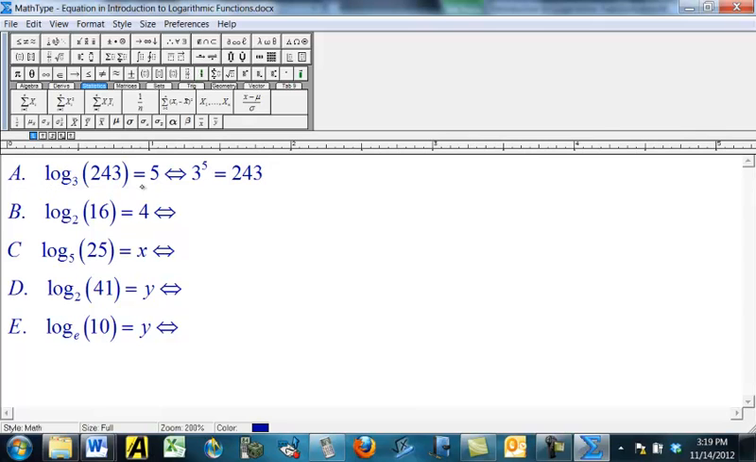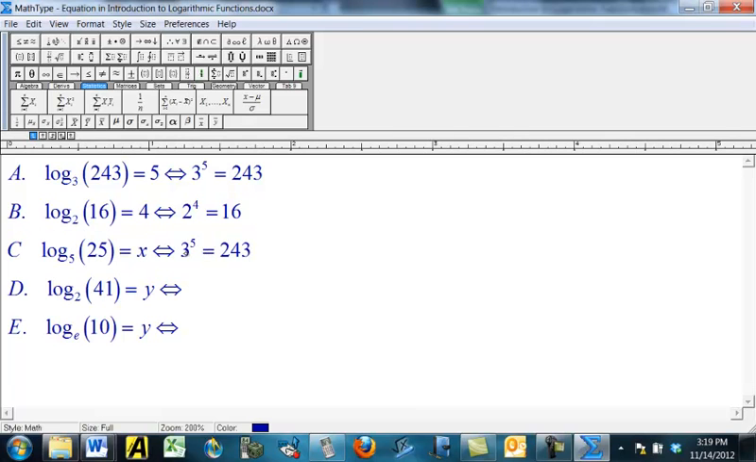By the way, notice that that is true. 3 to the 5th power is 243. Okay, and I'm just going to copy this because it gets my format right. My base, though, is 2. My logarithm, my power, is 4. And it should be equal to 16. Is that true? 2 to the 4th, sure enough, that is 16.